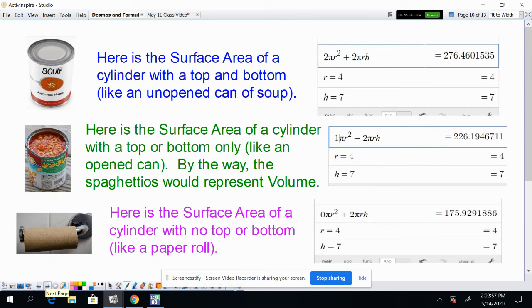So here's the surface area of a cylinder with a top and bottom, like an open can of soup. It has a 2. This is the surface area of a cylinder with only one circle, like an open can. By the way, the SpaghettiOs would represent volume, so it has a 1. Here's the surface area of a cylinder with no top or bottom, like a paper roll, and it has a 0. Okay?